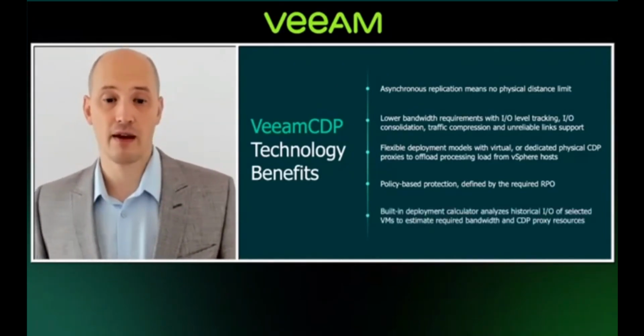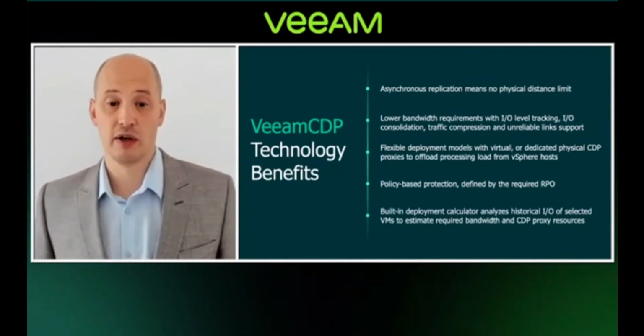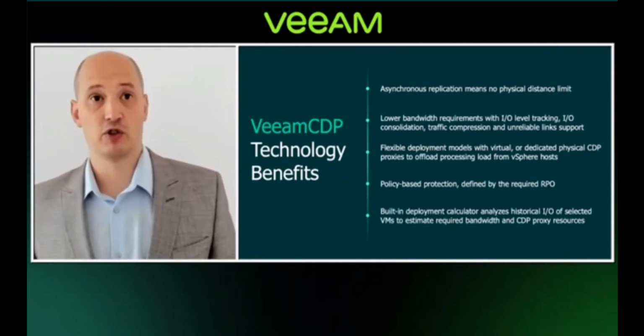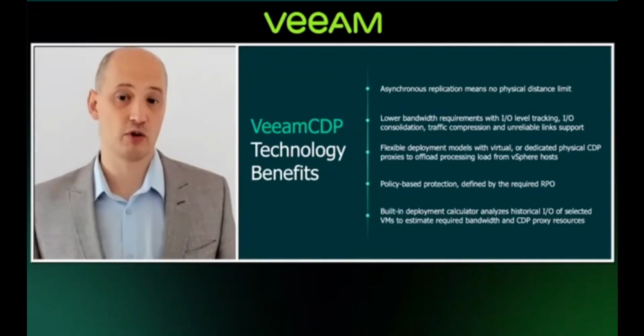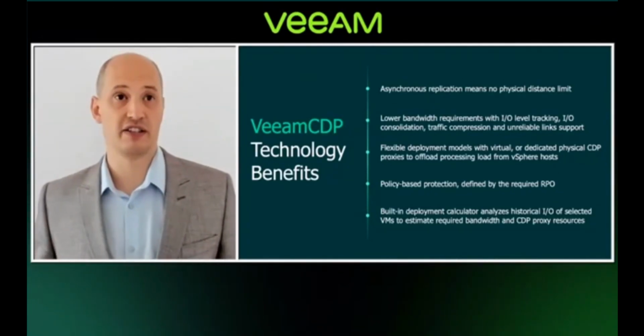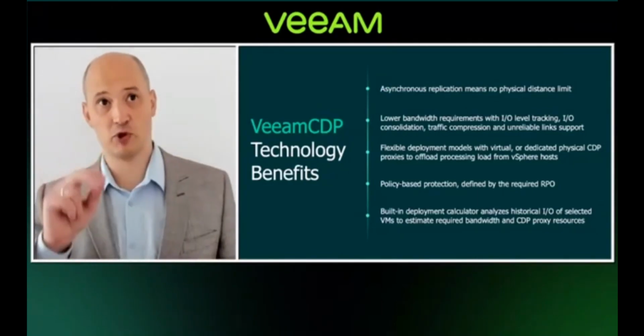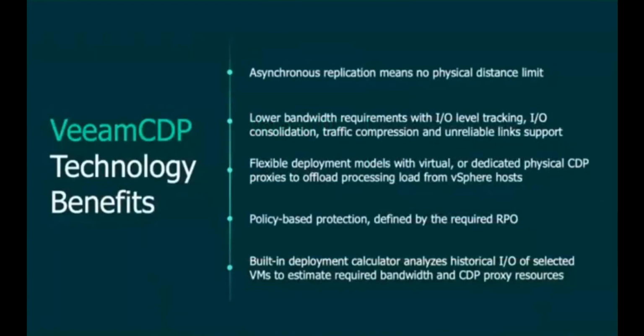And finally, to simplify the deployment, because the technology is very demanding in terms of bandwidth and CPU resources of the proxy, we actually provide a built-in deployment calculator that analyzes the historical IO for VMs you selected to be a part of the policy, right? And then it will actually tell you how much bandwidth you do need to perform CDP protection at the specified RPO that you need, right? And whether your CDP proxy resources are adequate, right? So it makes it much easier to plan these CDP deployments, all right?